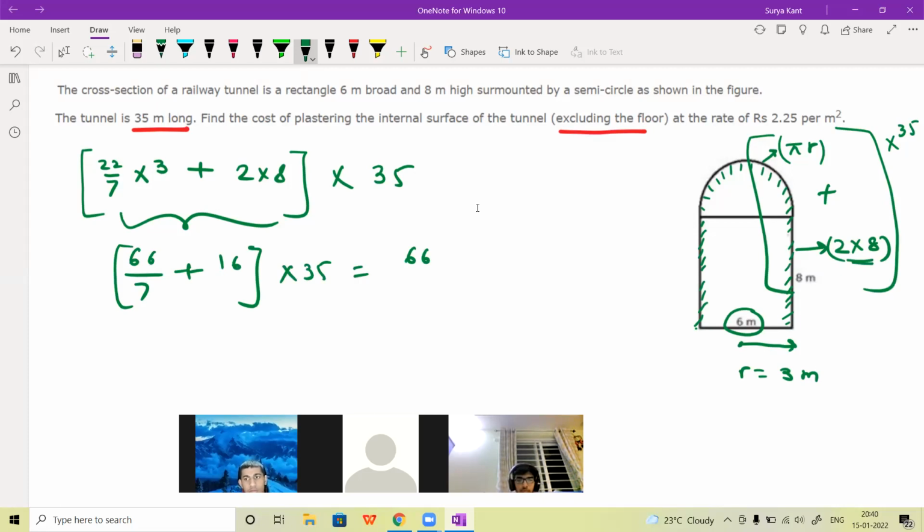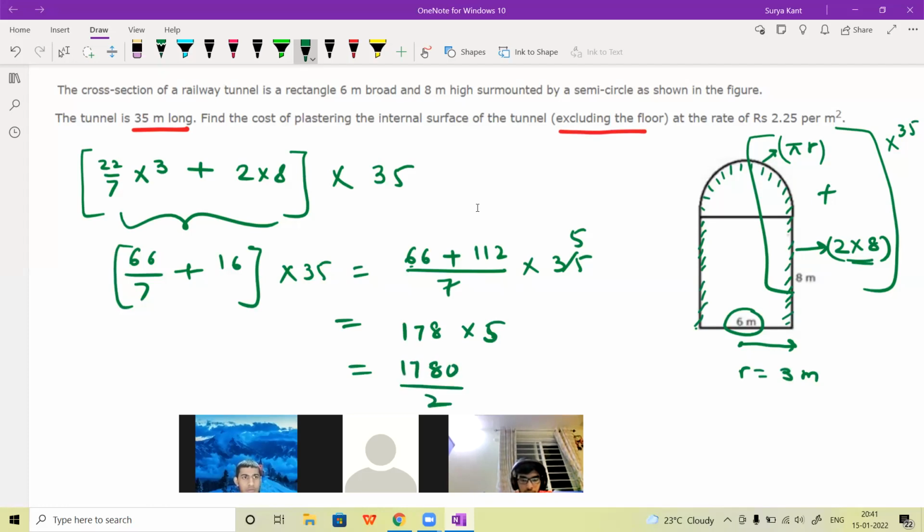66 plus 16 into 7, what will come? 112. Divide by 7, into 35. The 7 5s are 35, you do. So 178 into 5. 178 into 10 you know, no? 178 into 10 is 1780, divided by 2. This is the easy way. 8 is 16, 9 is 890 is the answer. Or make half of this and put 0. 890.